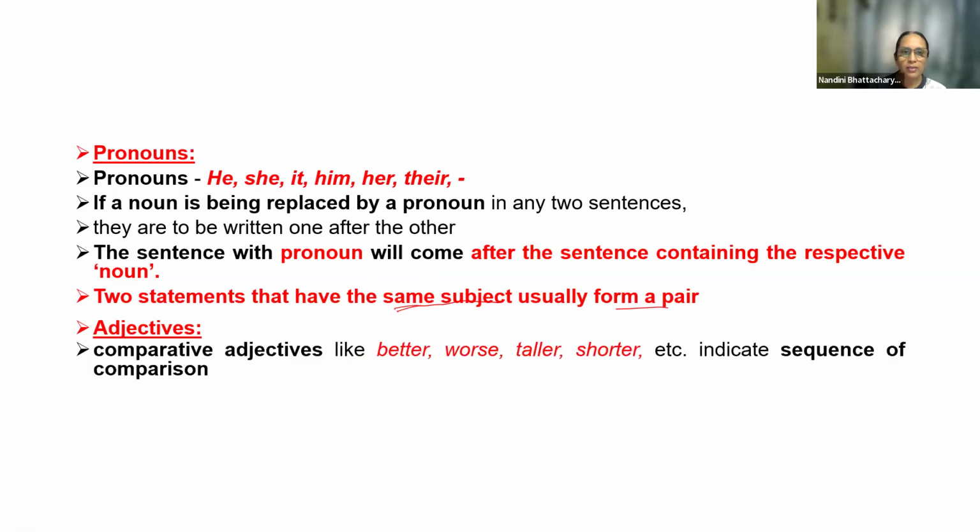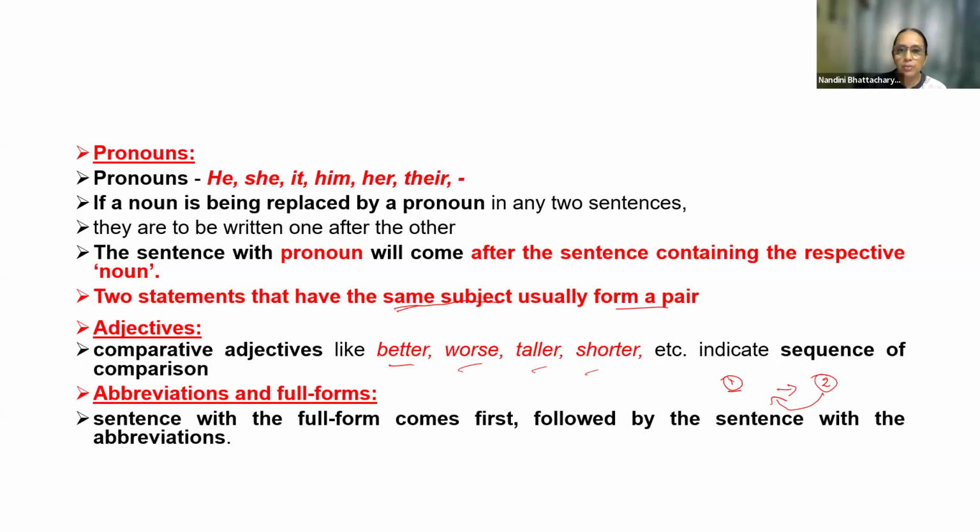Okay, if they have adjectives like better, worse, taller, shorter, it means you are comparing. So maybe the first sentence is talking about a point, and the second sentence is using these words. So it is comparing to the previous sentence. So again, you are forming mandatory pairs.